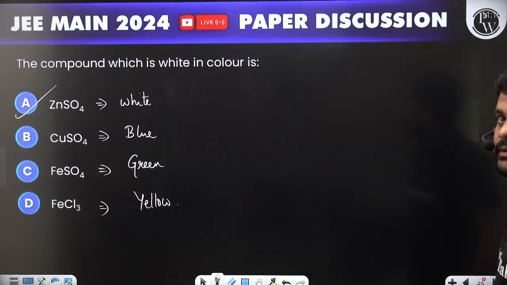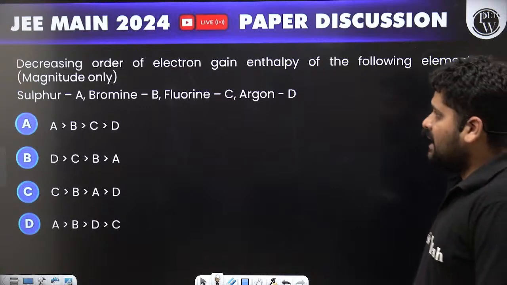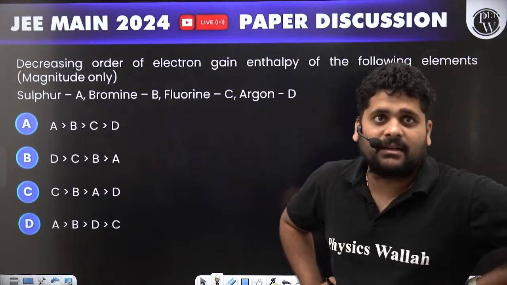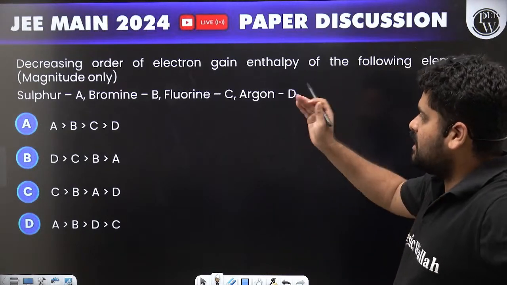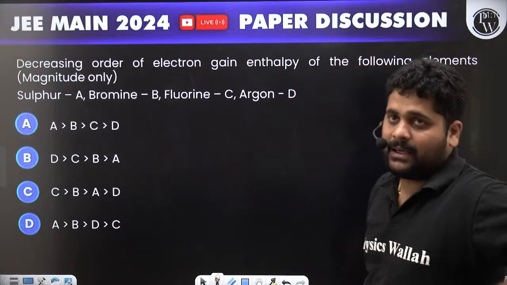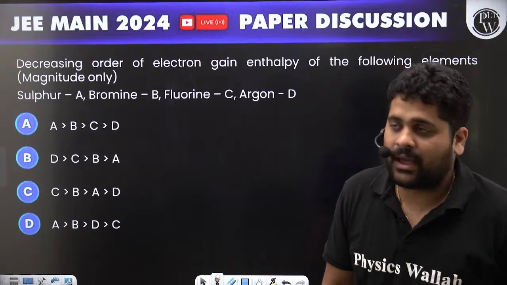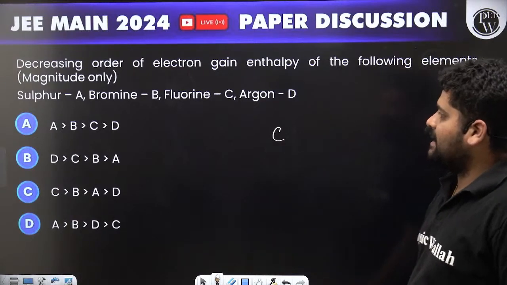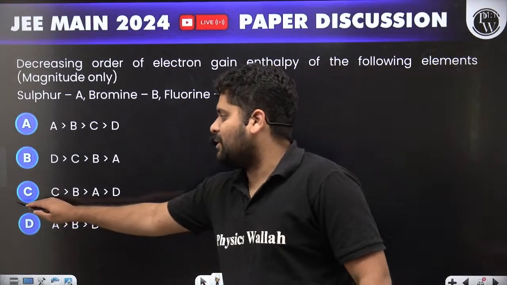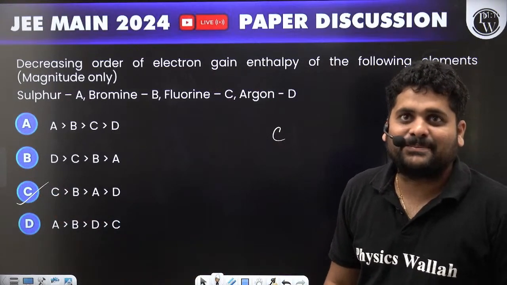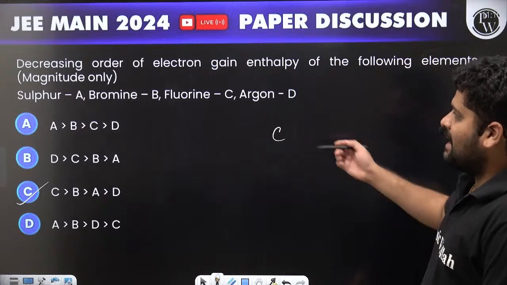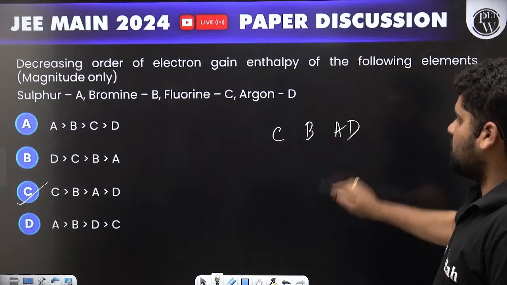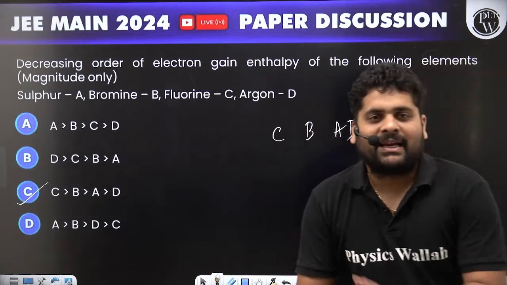Now, moving on to the next question. Decreasing order of electron gain enthalpy of the following elements, just the magnitude, not asking about the negative sign. Among all these, fluorine has the highest electron gain enthalpy, so your answer should start with C. You have only one option which is C. Simple. So we have C, and then after fluorine we have bromine, sulfur and argon, CBAD.